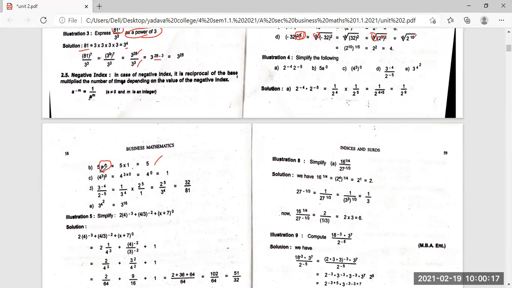Then 4 to the power of 3 into 0. Any number multiplied with 0, you will be getting 0. So 4 to the power of 0. You all know 4 to the power of 0 is 1.